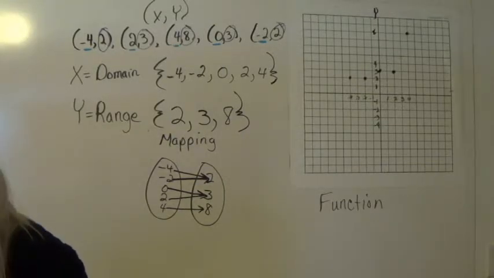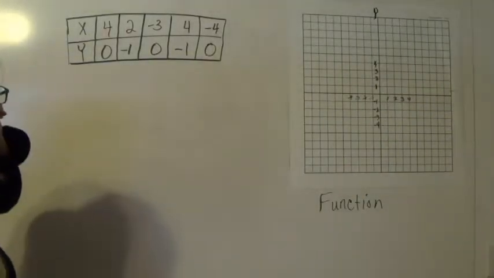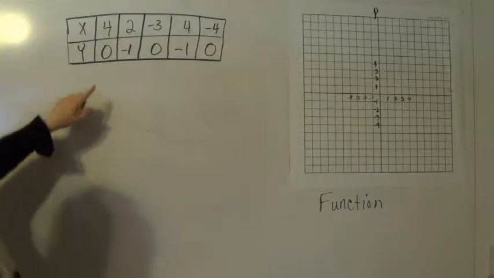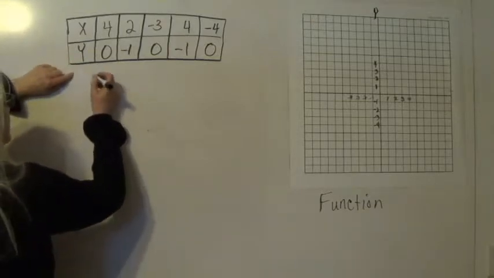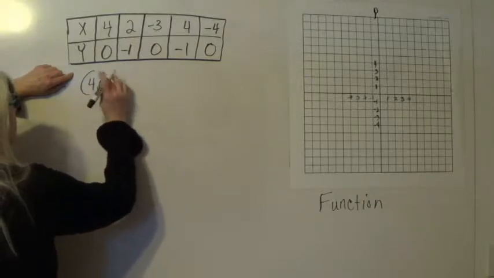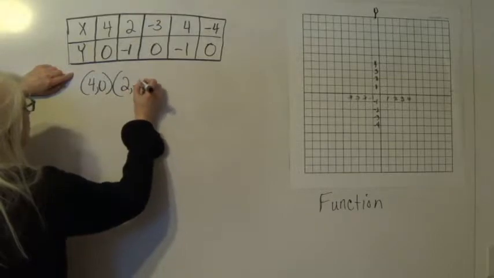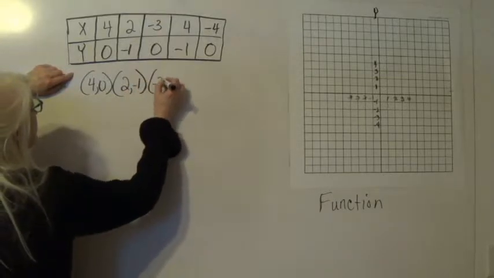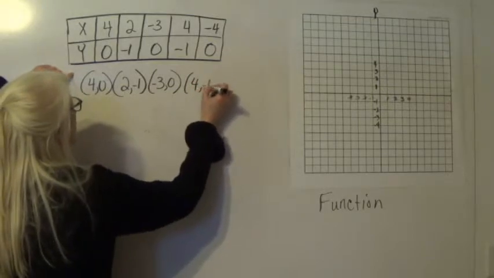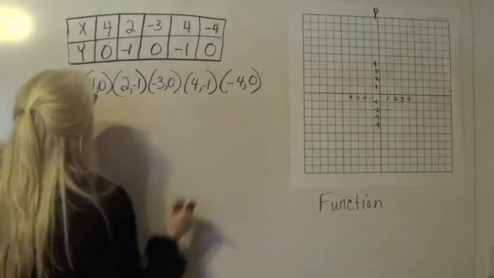Let's try another one. In this particular set, I have a table. And so what I'm going to do is I'm just going to go on ahead and list the coordinates. So I'm going to take out 4, 0, looks like a 6, and then 2, -1, -3, 0, 4, -1, and -4, 0.